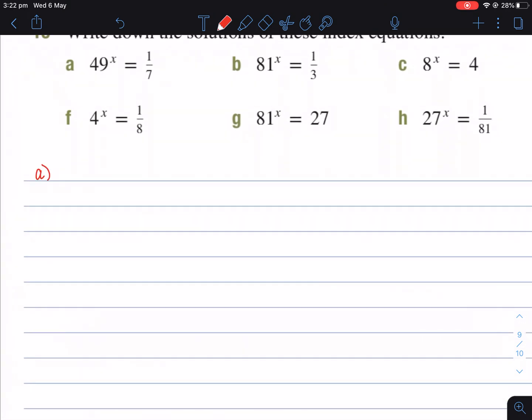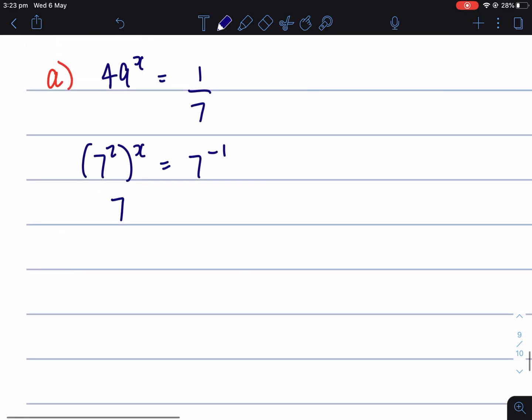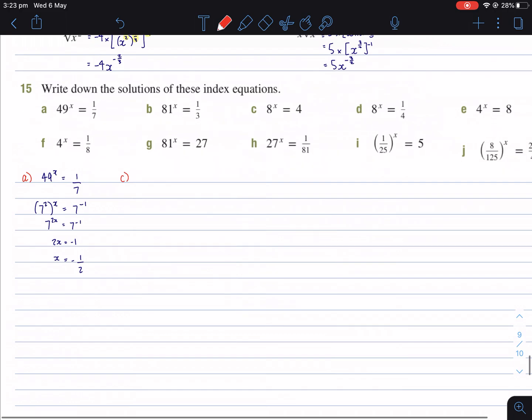We've got 49 to the x equals 1 on 7. This is the same as, well, 49 is 7 squared, and 1 on 7 is 7 to the minus 1. So we've got 7 to the 2x equals 7 to the minus 1, so 2x equals minus 1, x equals negative 1 on 2. They're not too bad, hey? You just have to get them to the same base.